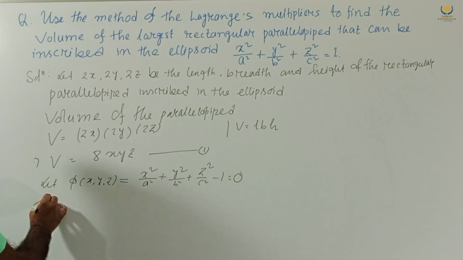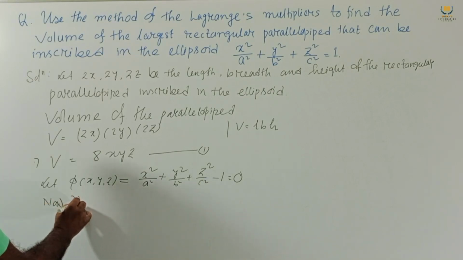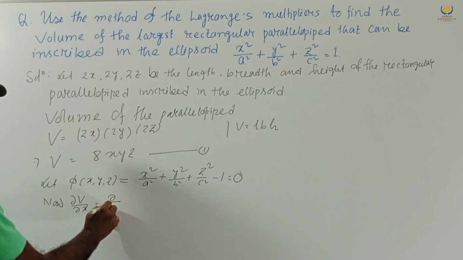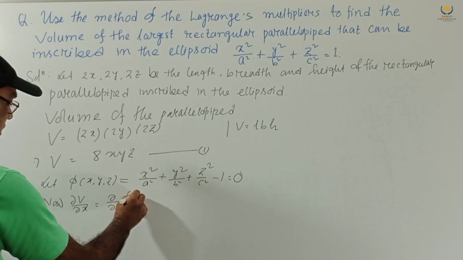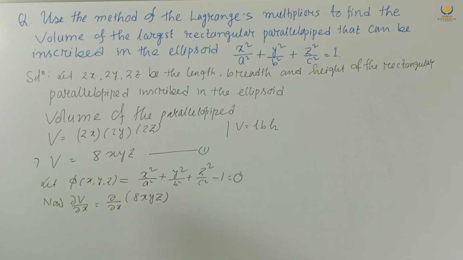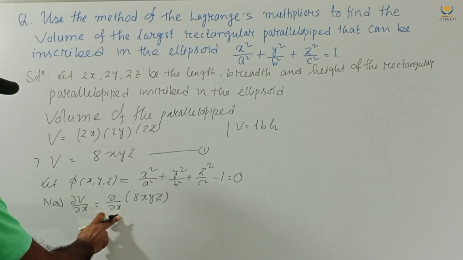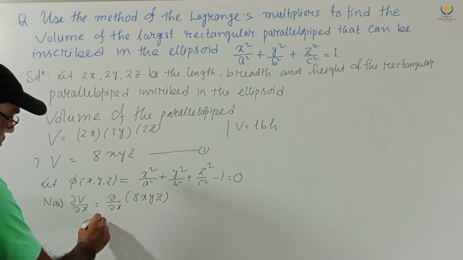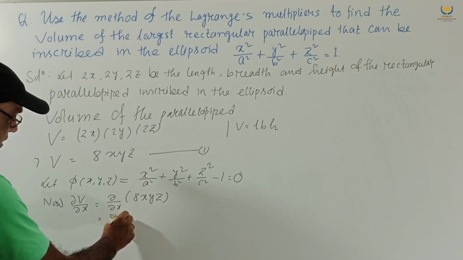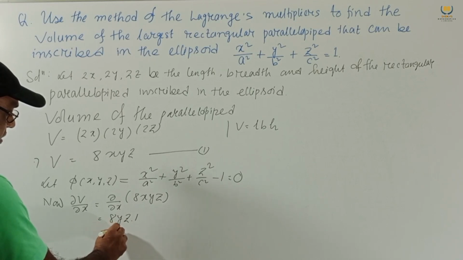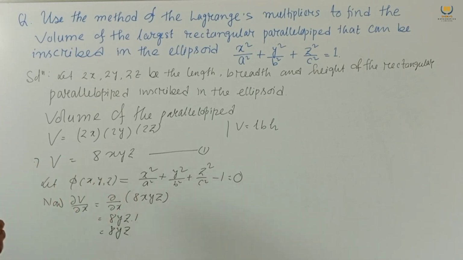Now del v by del x equals del by del x of 8xyz, and we differentiate partially with respect to x. X is variable, others constant. So 8yz is outside, del x is 1. So this is 8yz.